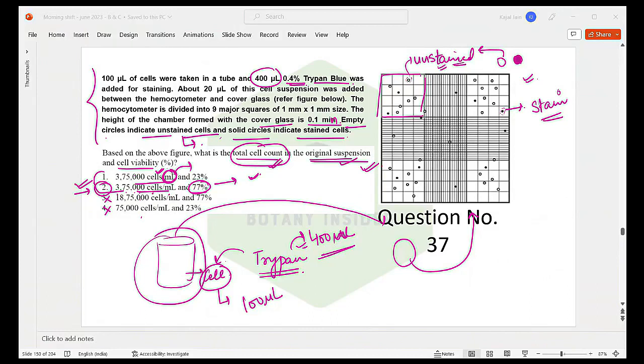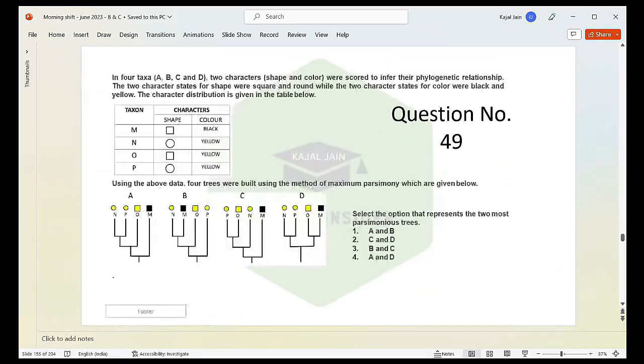Very good. Let's move forward and do one more question. Similar pattern. Now we'll try out this particular question. This question also looks very difficult on the first go, but it's very easy. Try it out, everyone. Think what is asked in the question, then I'll explain what the principle of parsimony is, and then we'll solve this question as well.